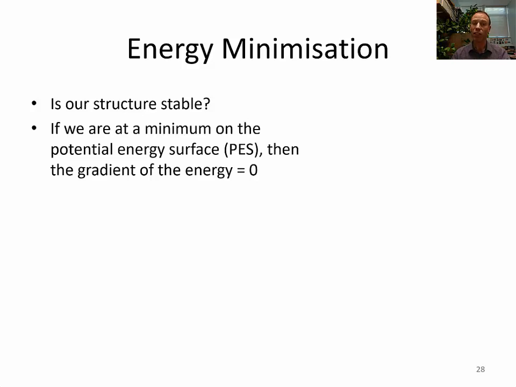If we're at a minimum on a potential energy surface, the gradient of the energy is equal to 0. It's a flat point on our energy surface. So if we're not at a minimum and we let it go, it would go downhill until it reaches a minimum on the surface. Mathematically, we can characterize a stationary point or a minimum on the surface by saying that the derivative of the energy with respect to all the coordinates is equal to 0. So it's a flat point on the surface in all directions.